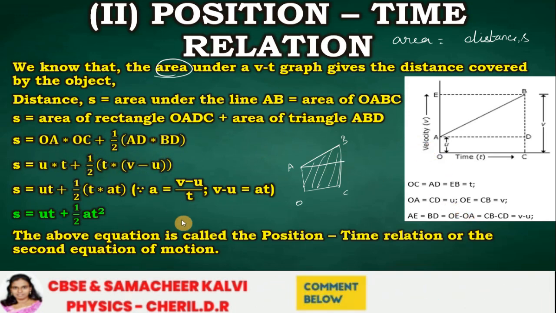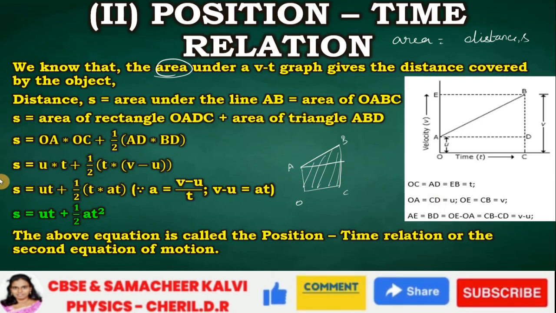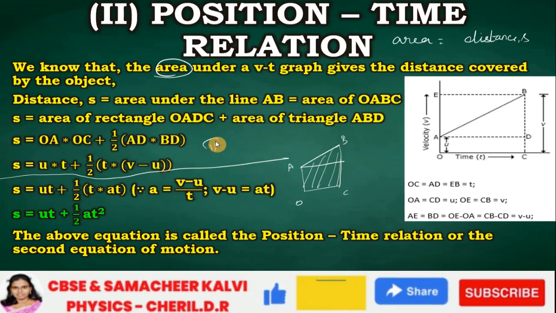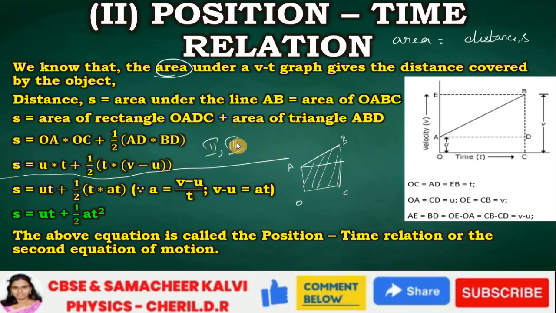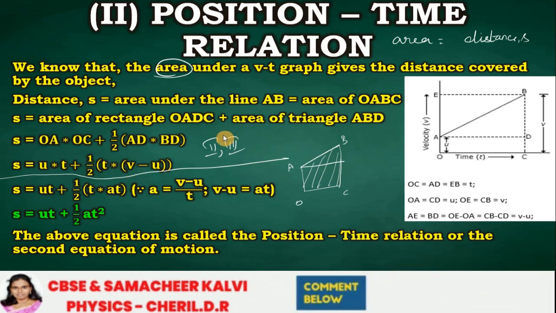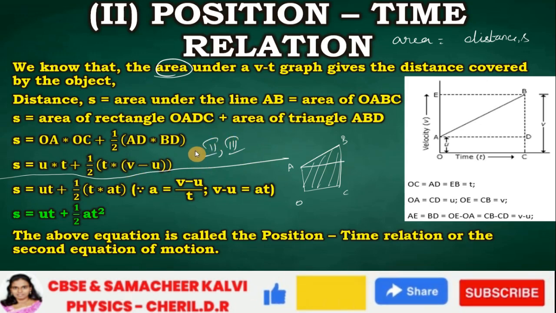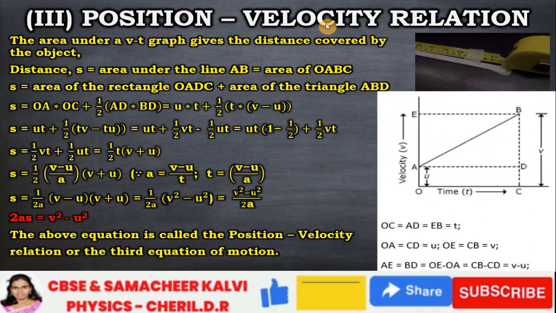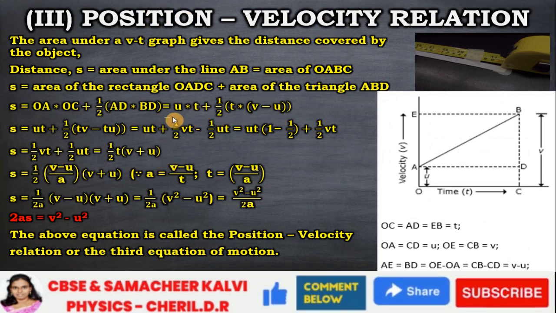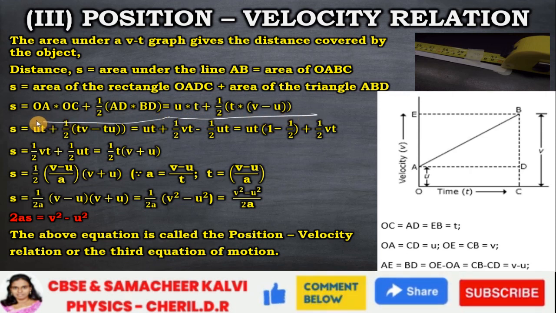So we are substituting the values accordingly, and I told you that for the second and third equations of motion, till this step it is going to be the same. After this, since it is the position time relation, we are substituting for v minus u. For the position velocity relation, we didn't want the time, so we brought all the time terms together. That we'll see next. Now look into the position velocity relation; till this step it is the same for the second and the third equation of motion.